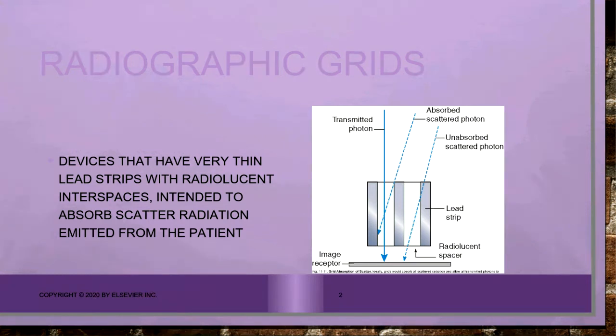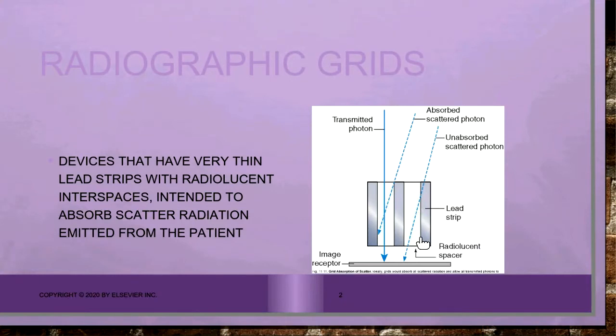On page 160, they show you the composition of a grid. You've got the image receptor down here underneath the grid. Your patient would be above, so the grid is placed between the patient and the image receptor. A grid has very thin lead strips. These represent the lead strips. Remember, lead is atomic number 82. So those are the lead strips.